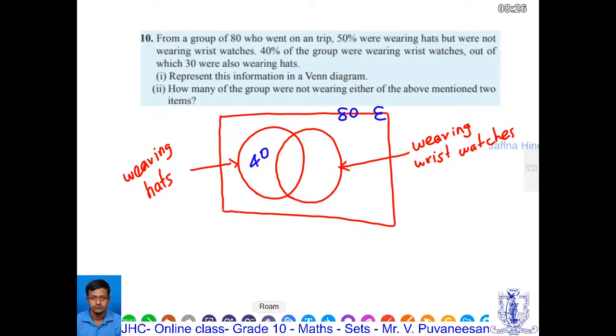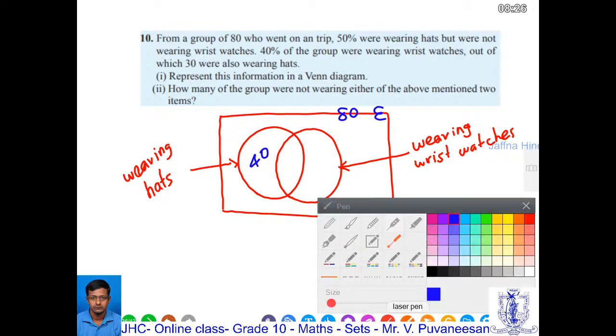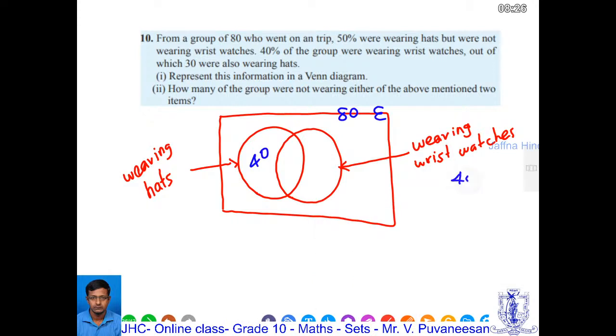Okay, 40% of the group were wearing wristwatches. 40% of 80, how much? 40 by 100 into 80, 32. Okay, 32 wearing wristwatches. So we put on the line 32.